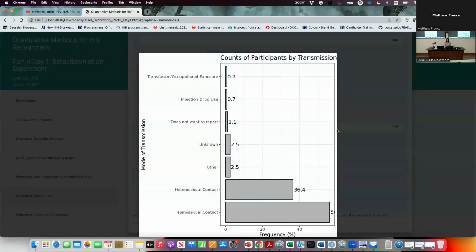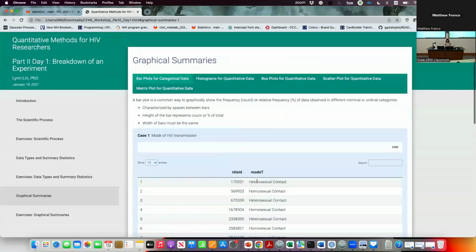Depending on your preference, some people feel that percentage or frequency is more intuitive, because it tells you what the percentage is. Suppose you have two studies. It's directly comparable across studies with percentages versus counts, because one study has fewer people and the other has more, so the counts are not directly comparable. Okay, so this is the bar plot.